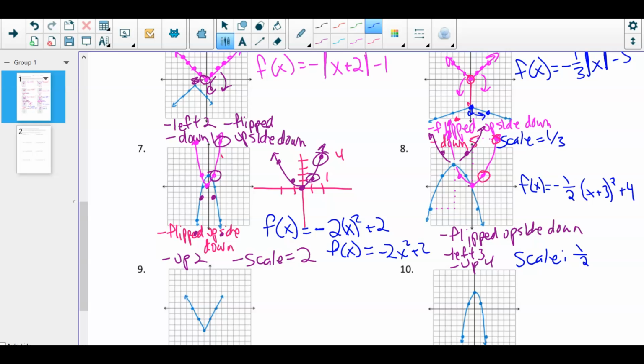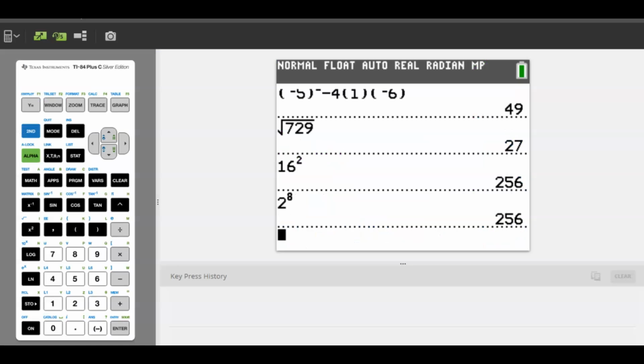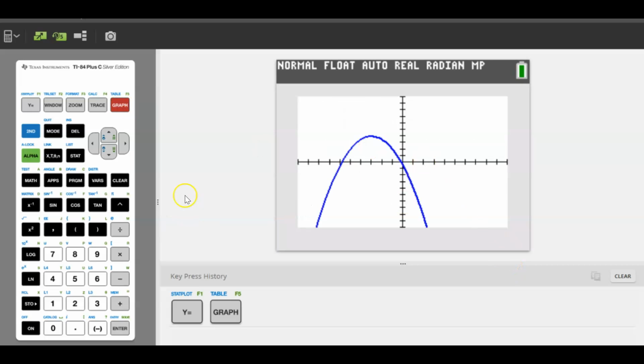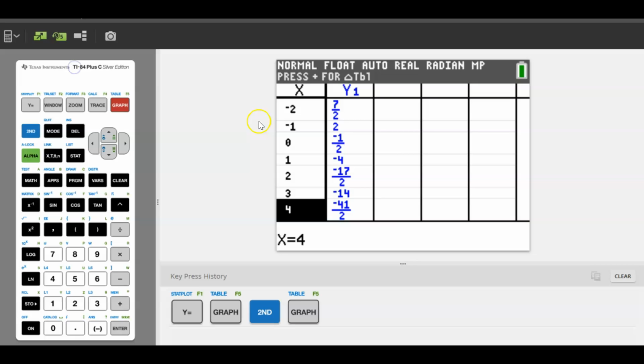So in my calculator, I'm going to go into y equals, and I had already put this in, but negative 1/2 times (x plus 3) squared plus 4, and we're going to graph it. And just to make sure, I'm going to go to my table because it looks like it's the same, but I just want to double check. And we're going to look at some of these points.